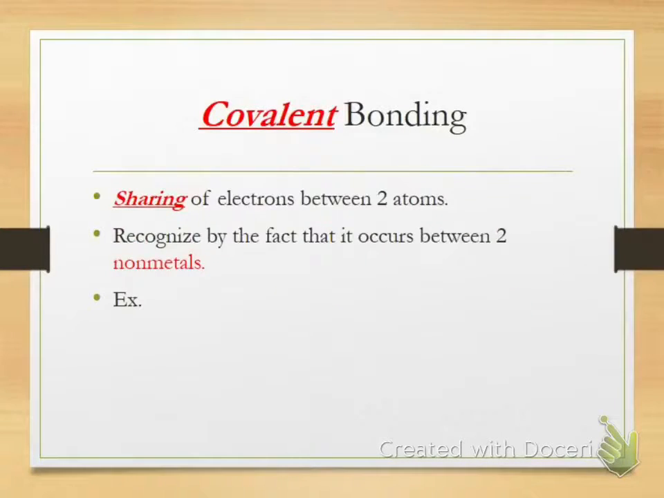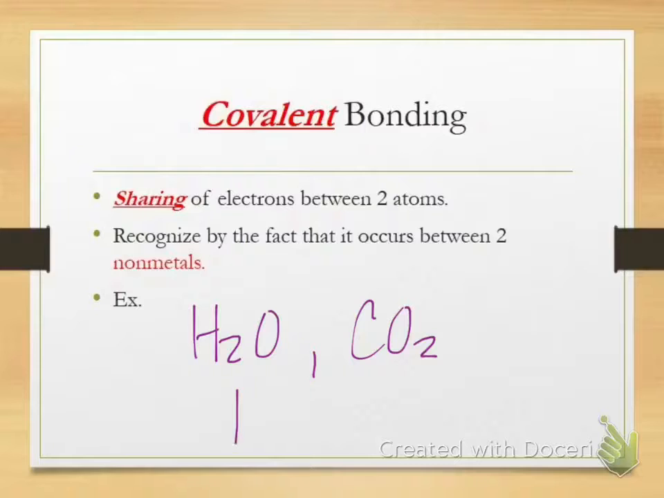When we have a covalent bond, we are sharing electrons between two atoms. We recognize this by the fact that it's between two nonmetals. So examples of covalent could be water, CO2, or hydrogen, which is a diatomic molecule. Those are some examples of covalent between two nonmetals.